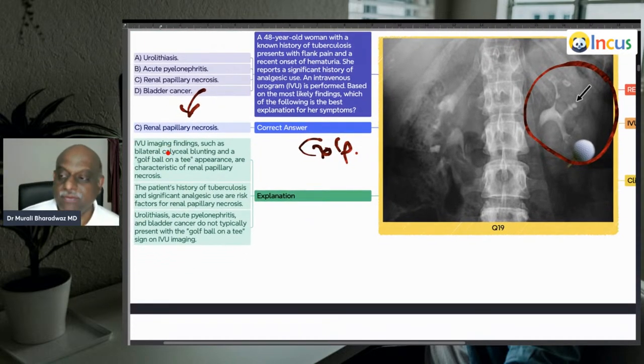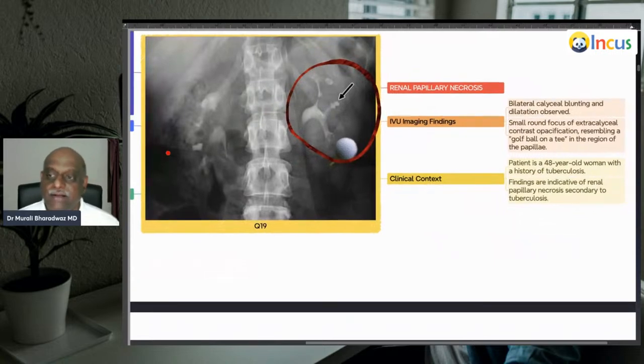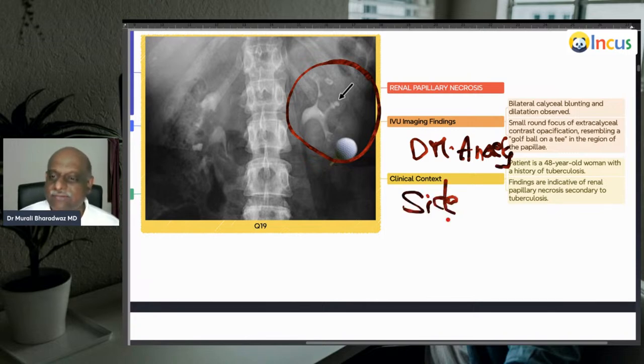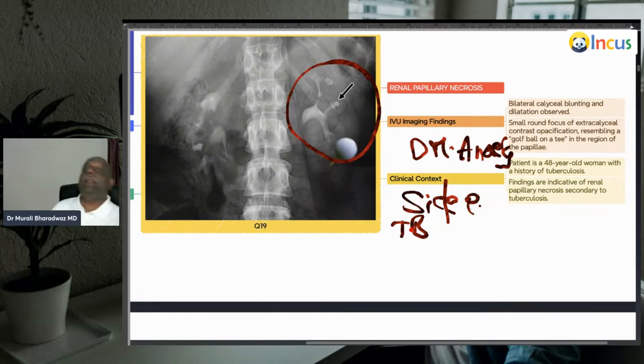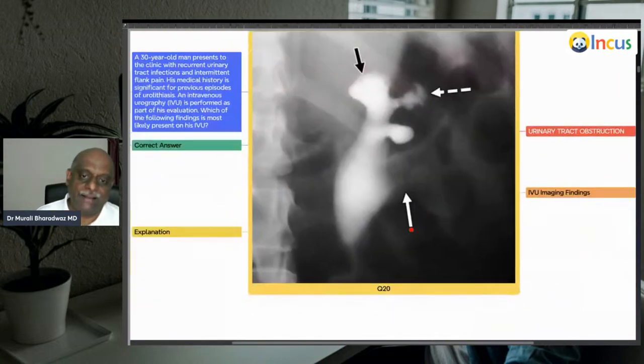So typically diabetes, analgesic nephropathy, sickle cell anemia, they all can lead to development of papillary necrosis. One more cause is TB. Any of these are the four causes. Diabetes, analgesic nephropathy, sickle cell anemia and TB can lead to the development of papillary necrosis. Then the renal papillae will look like a golf ball on a tee, not tree. Tee is what you need to remember.